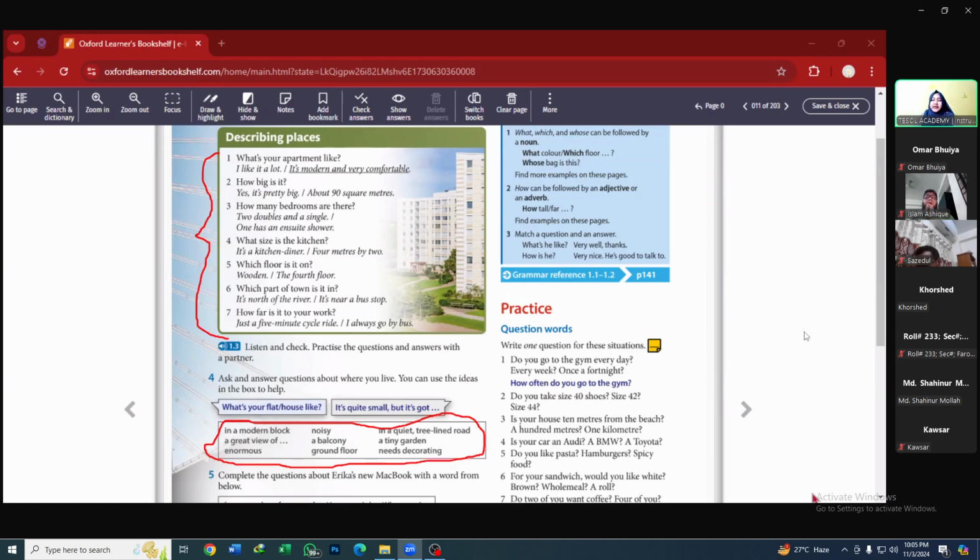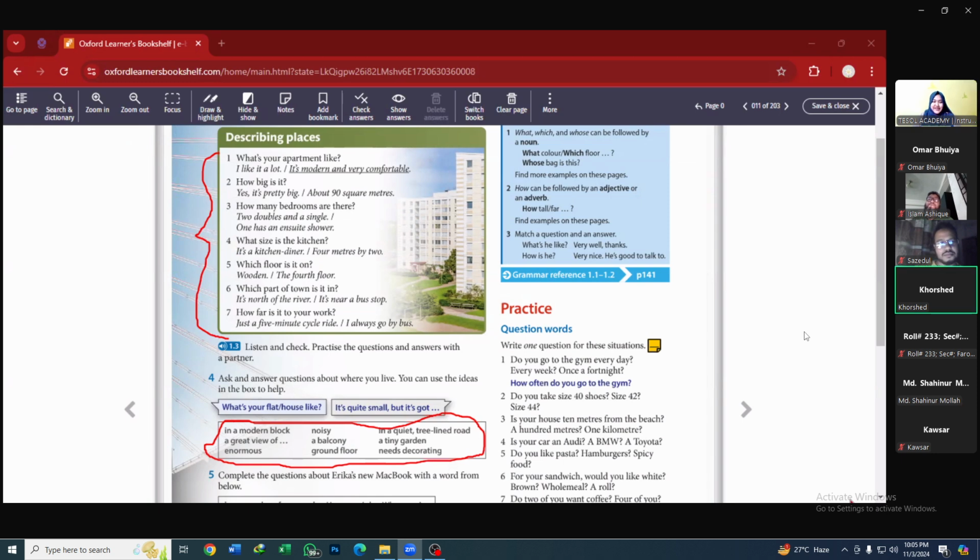Thank you. Mr. Shahinur, you describe your own home, okay? Don't give the answers from here. You give your own answer. Okay. What size is the kitchen? There is no kitchen at all. There's no kitchen at your house? Yes, it's a lodging house. Oh, okay, that's why.